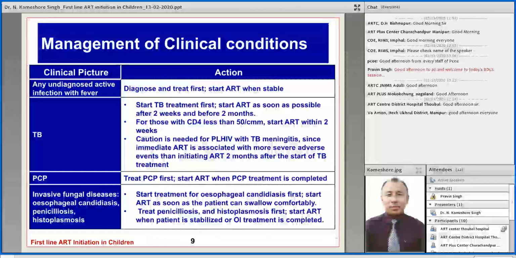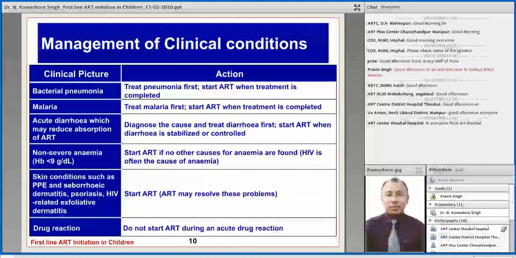In case of PCP, we have to treat the PCP first with cotrimoxazole or other available drugs. Start ART when PCP treatment is completed. Regarding invasive fungal diseases, including esophageal candidiasis, penicilliosis and histoplasmosis, we start treatment for esophageal candidiasis first, then start ART as soon as the patient can swallow comfortably. We should treat penicilliosis and histoplasmosis first before starting ART, and after the patient is stabilized or opportunistic infection treatment is completed, we can comfortably start ART.